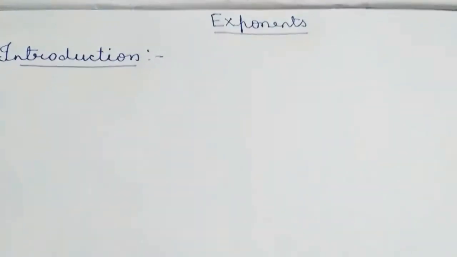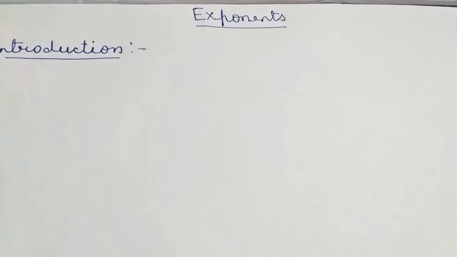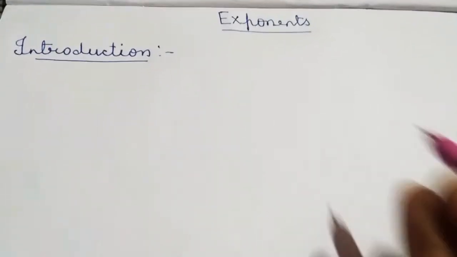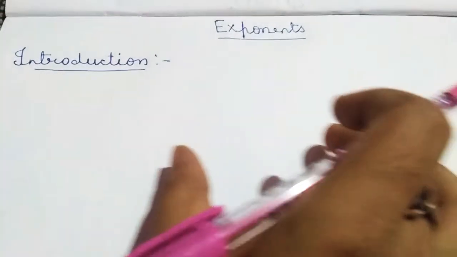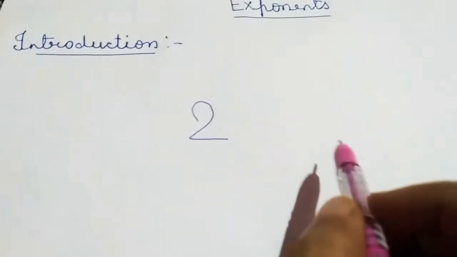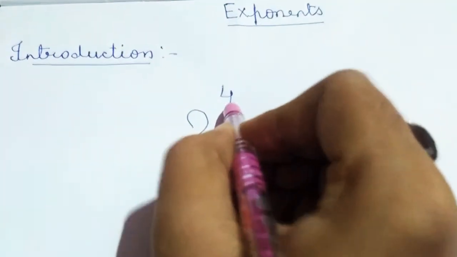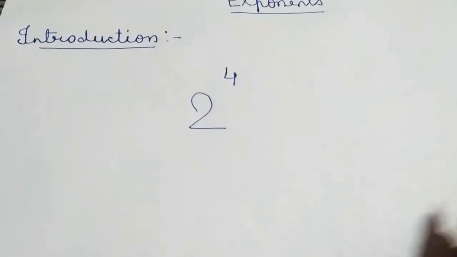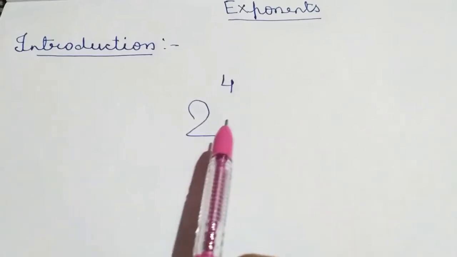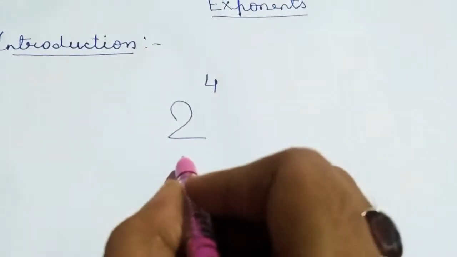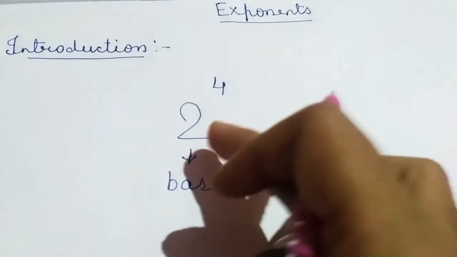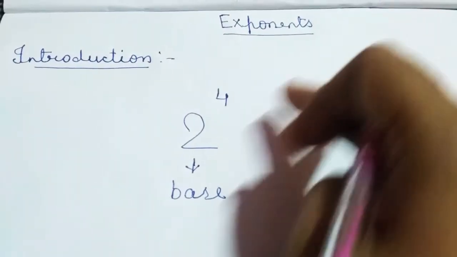Introduction. In this chapter, you learn about some terms. So what are the terms? What terms are used here? First thing, I take a number 2, and its power 4. So what is the name of this? What term is used for 2? 2 is known here as base. 2 is known in this chapter as base.